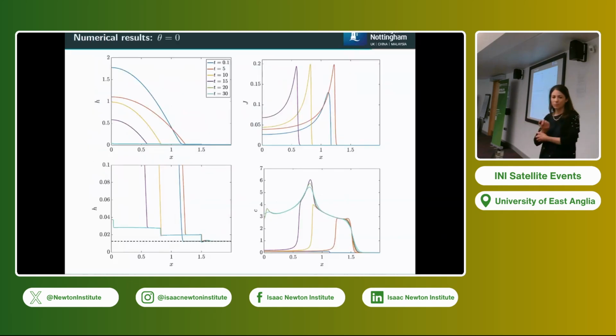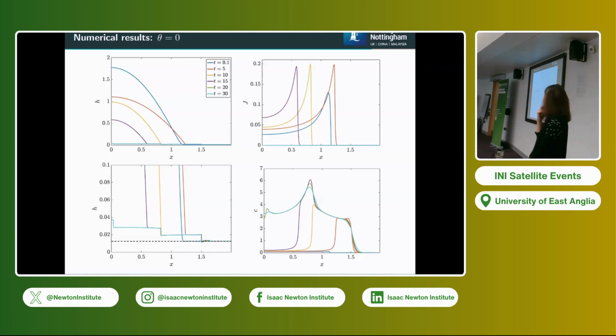Okay, so these are some numerical results for a flat droplet for now, so theta equals 0, so there's no inclination. The different curves in this top left panel show different time snapshots of the evolution of the droplet. Initially, the droplet is at height 2 and ends at x equals 1. But at the very early times, it spreads a bit, and then later it starts retracting due to evaporation, and volume decreases until eventually the droplet disappears.